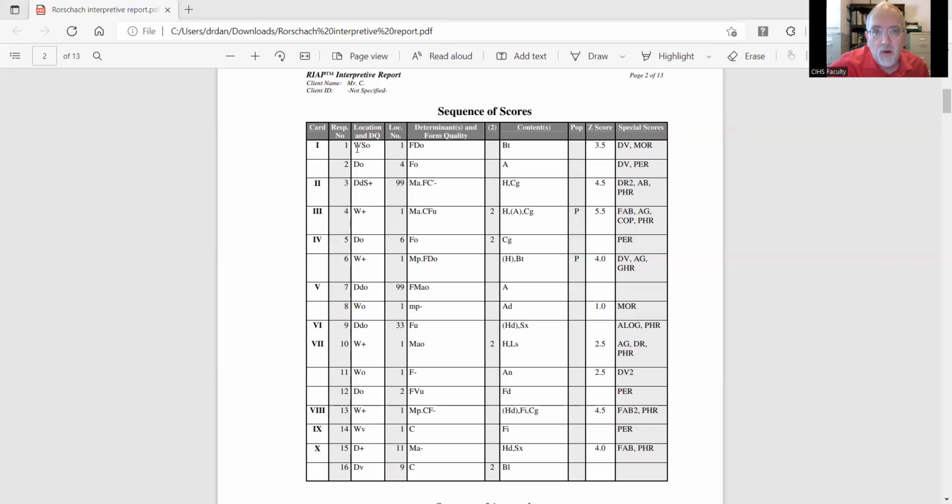So W means the whole. For this first card, the first response was one that not only used the whole area, but also used the space. And the thing about the space is it's never scored alone. If you look in table 3.1 of the book, you'll see that it says there, space is never scored alone. It is always scored either as part of the whole or part of the common or unusual detail response.